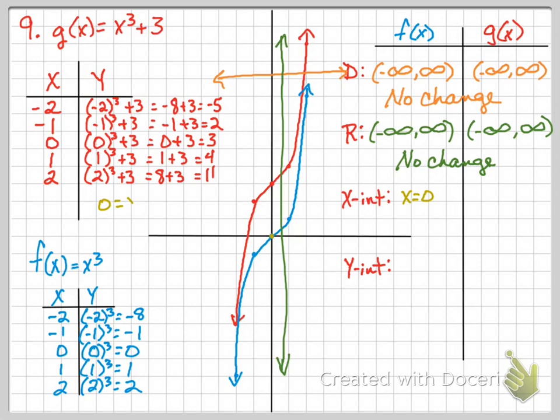Okay, now the x-intercept for my parent function. See that gold dot right here? My parent function has an x-intercept at 0, x equals 0.